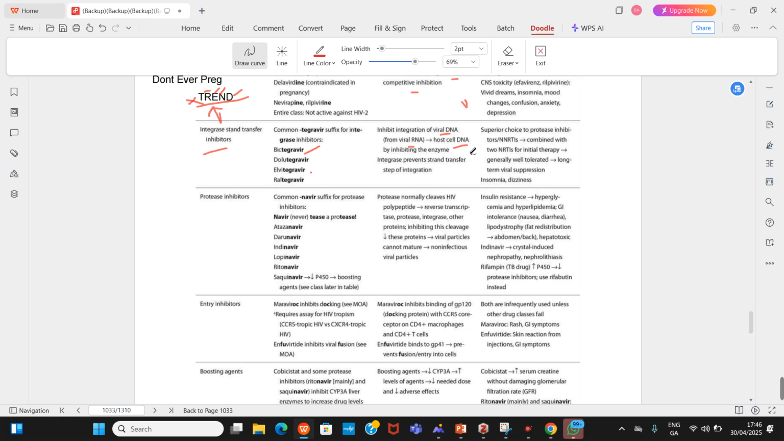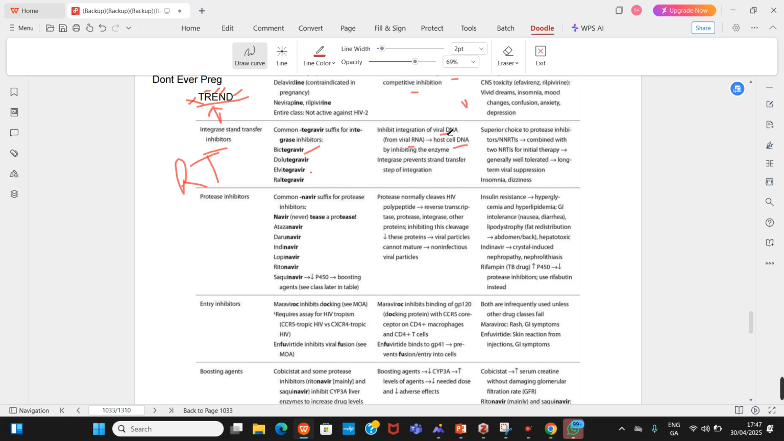I just want to test if we actually understand what we are talking about. Why did we say that it prevents integration of the viral DNA into the host cell DNA and not integration of the viral RNA? Anybody knows why? Because the reverse transcriptase enzyme would have worked prior to integration. Thank you, doctor. Reverse transcription will have done its own job. So it is already in DNA form.